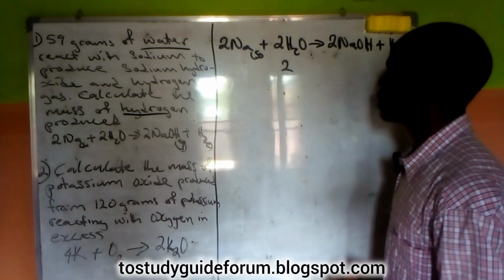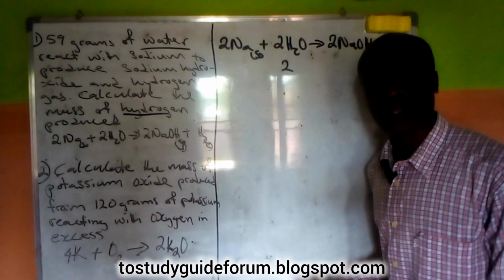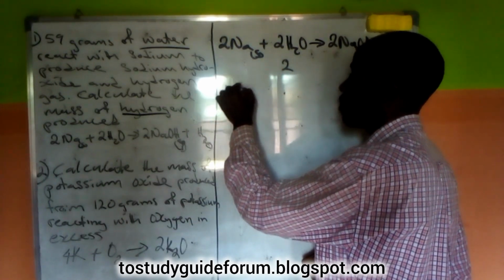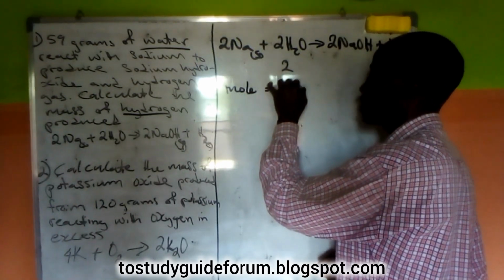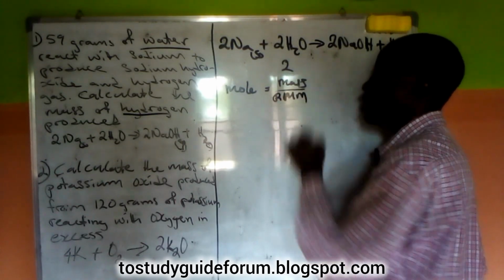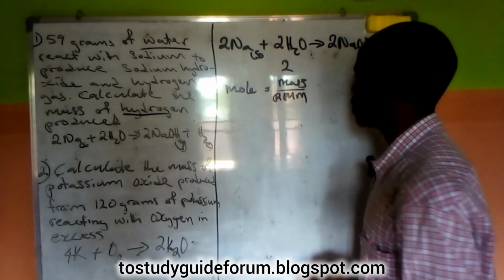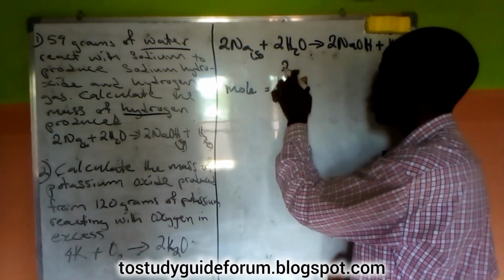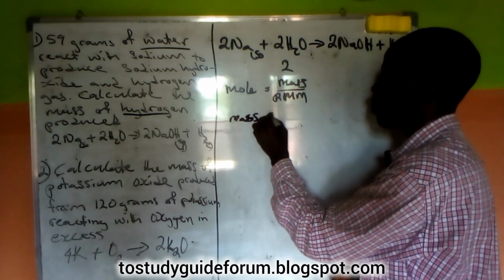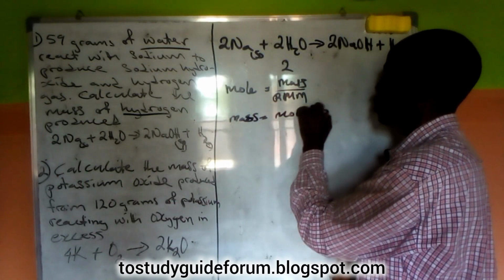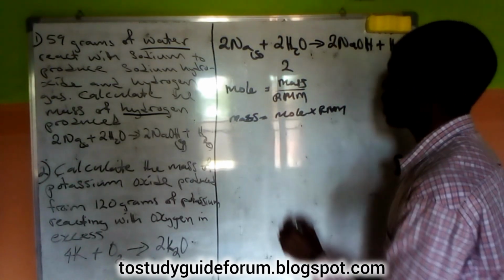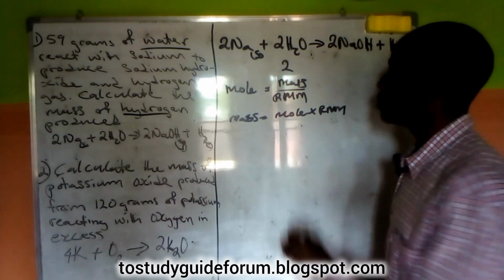Water. So from this chemical equation, we know that to get the mass of the reactant, what it means is that moles is equal to mass over relative molecular mass. So based on this, we can get the mass. That is, we have the moles here. So what it means is that mass will then be equal to mole multiplied by relative molecular mass. Our relative molecular mass, that of water, we have 18.